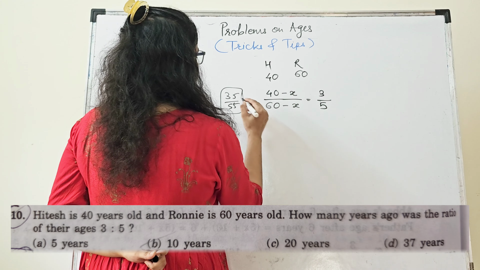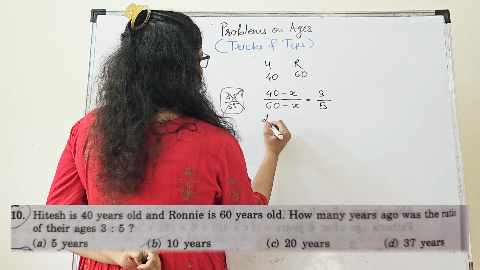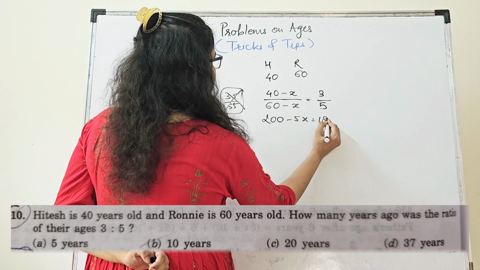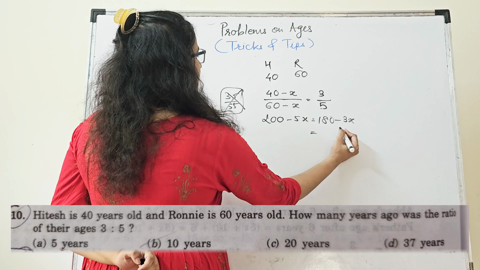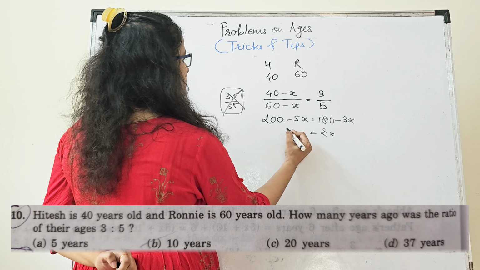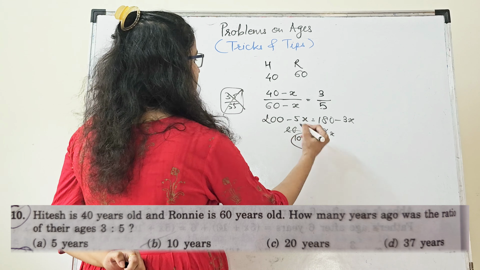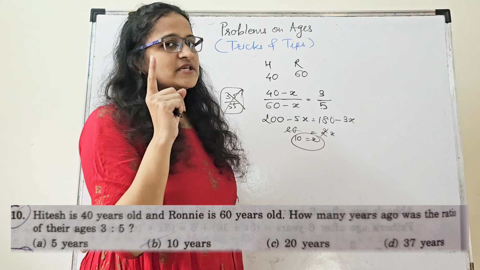Cross multiplication. This was just the example, right, to understand. So 5 4s are 200, minus 5x equals 180 minus 3x. Take this 5x here, so that gives you plus 5x minus 3x is 2x. Take this 180 here, so that gives you 20. So 2x equals 20, therefore the value of x is 10. So 10 years before the proportion of their ages was 3:5.